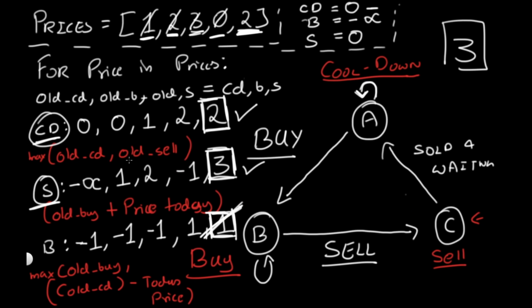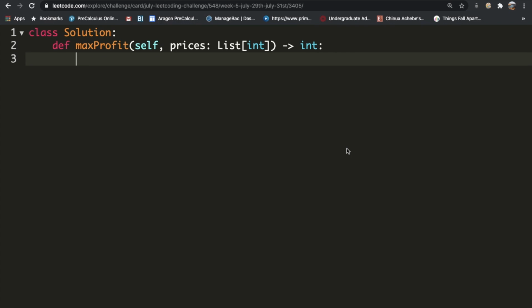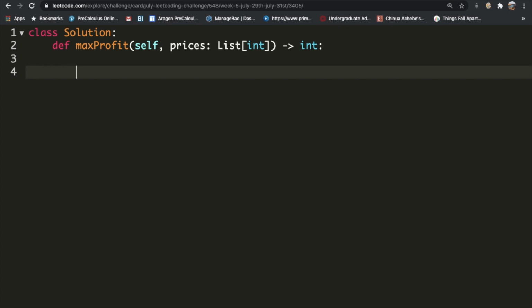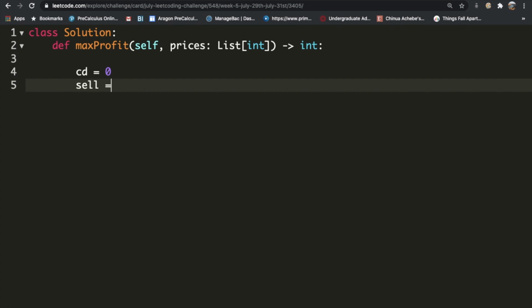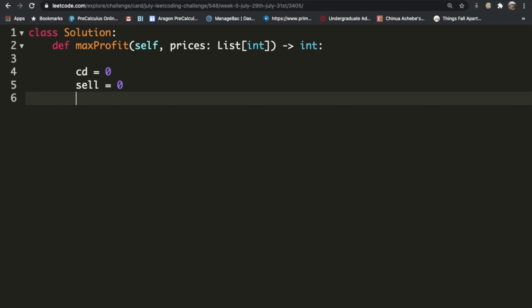Okay, so now let's try to understand how we can write it in code. I honestly believe that if you understand the theory behind it, the code is still the easier part. So our first step is going to be to initialize our variables. So we have our cooldown, and that's going to start off with the value of 0. Then we have our sell, and that is also going to start off with the value of 0. And then we have our buy. So the buy is going to be a -infinity. So in Python, you can just do float and write -inf, and that's going to have a value of -infinity.